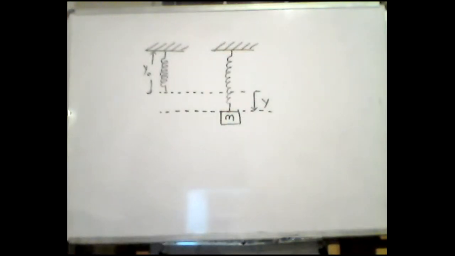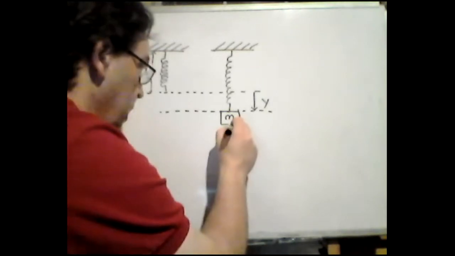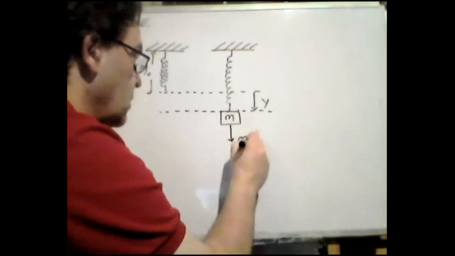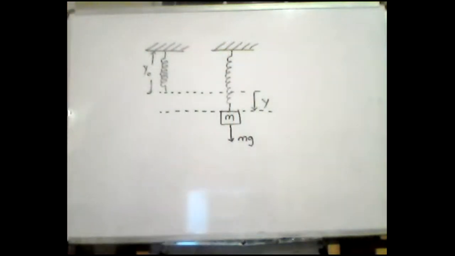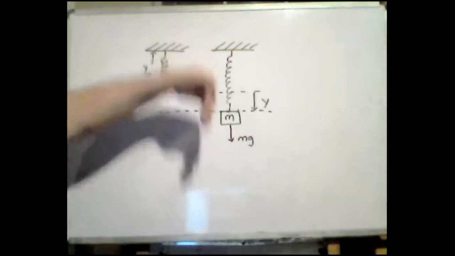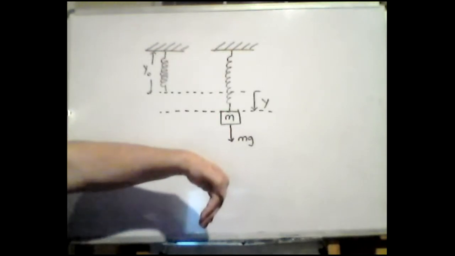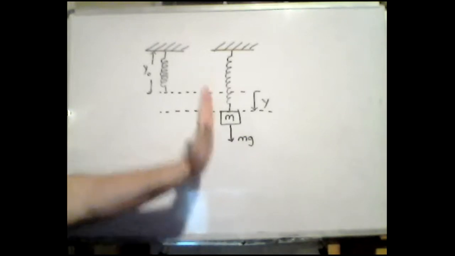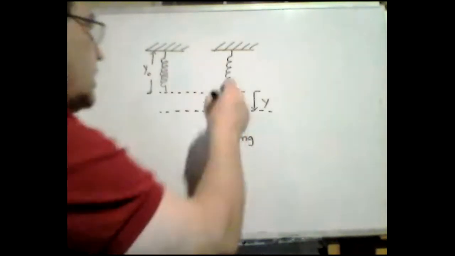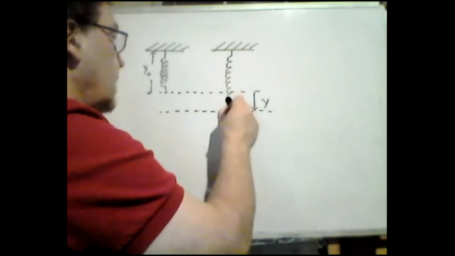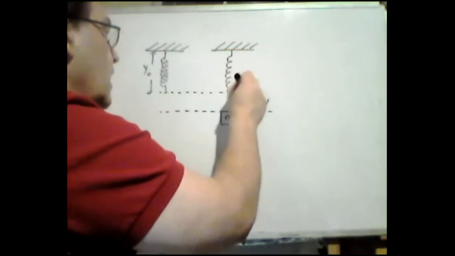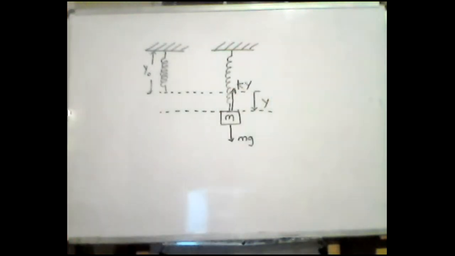So, what do we know? We can apply Newton's second law. We know that this mass has the force of gravity, the weight, acting on it straight down. But Hooke's law says the weight is what's actually stretching the spring, and Hooke's law wants to oppose that with a force that's opposite. So it's going to oppose it with a force given by ky going up. We can apply Newton's second law.